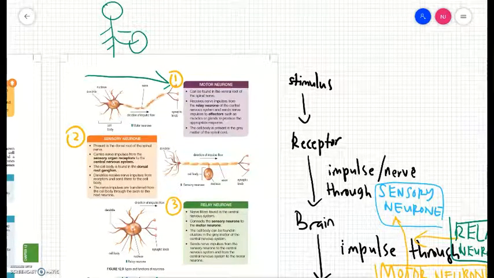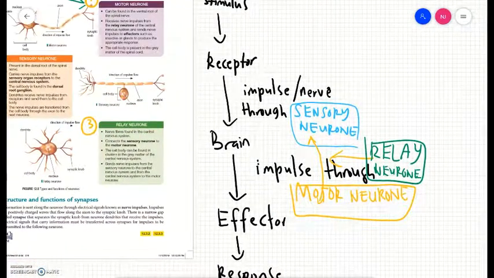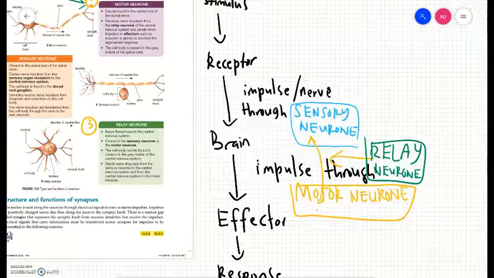Okay, again, I told you, this motor neuron will receive a nerve impulse from the relay neuron of the central nervous system, and send it to the effectors. Okay, you see? Like this. This motor neuron receives the nerve impulse from the relay neuron, and then sends it to the effector.